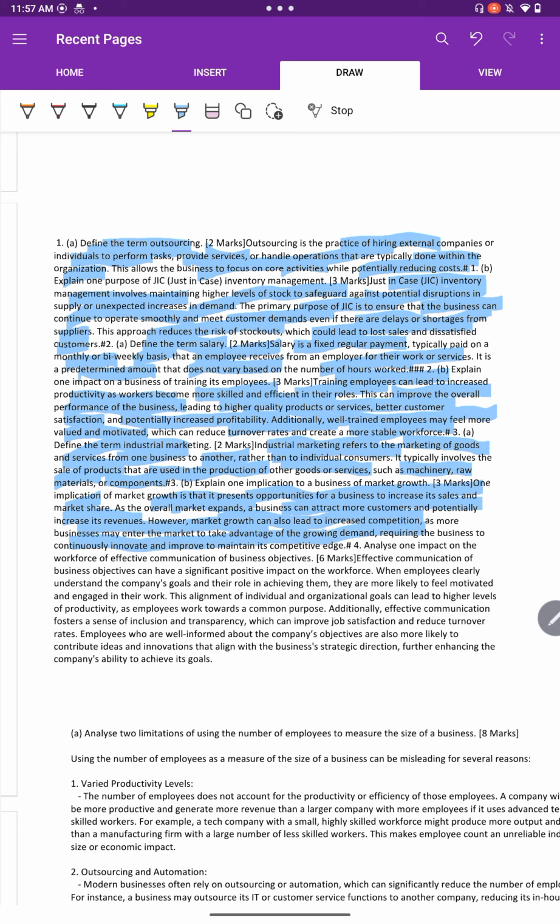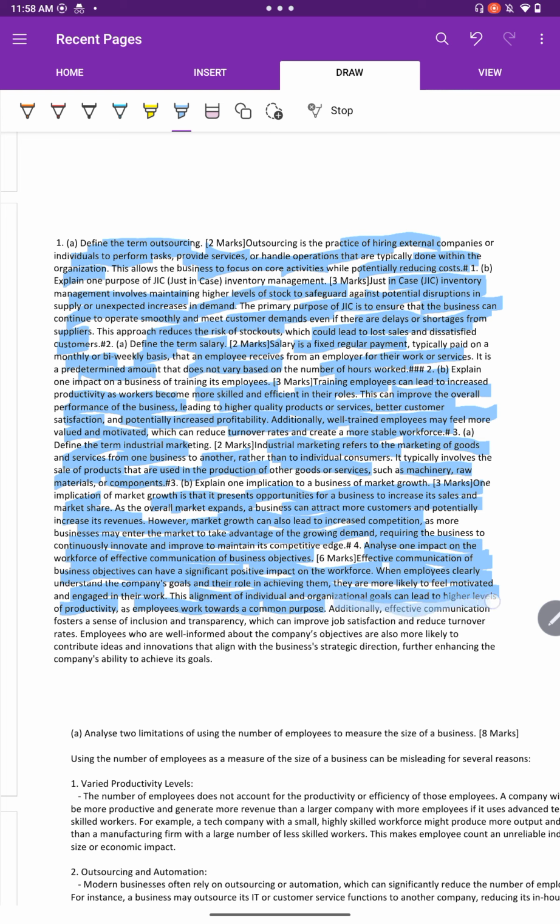Analyze one impact on a workforce of effective communication of business objectives. Effective communication of business objectives can have a significant positive impact on the workforce when employees clearly understand the company's goals and their role in achieving them. They are more likely to feel motivated and engaged in their work, and this alignment of individual and organizational goals can lead to higher levels of productivity as employees work towards a common purpose.